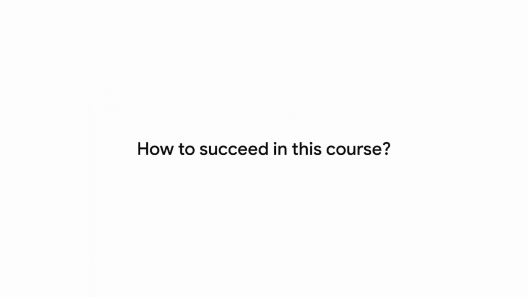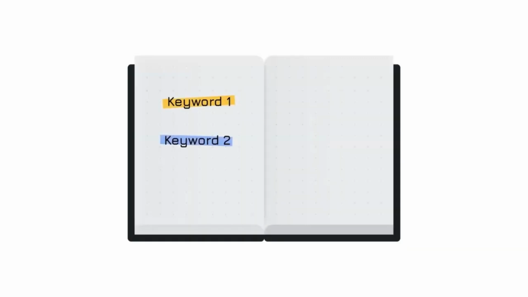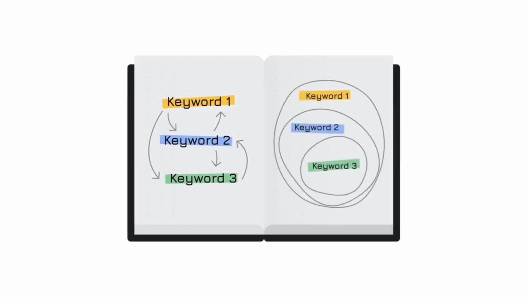How can you succeed in this course? Here are some suggestions. Write down 3 keywords after each lesson, lab, and module. These keywords can be points you learned, use cases to apply, and new business ideas. Look at the list and see how the terms relate to each other. You can then draw lines to connect the terms or group them together in a way that makes sense to you. This practice will strengthen your understanding of the concepts.